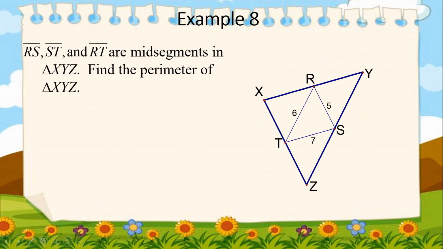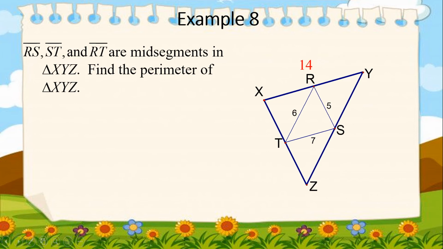Next, RS, ST, and RT are mid-segments in triangle XYZ. Find the perimeter of triangle XYZ. Okay, so in order for us to find the perimeter of triangle XYZ in the given figure, we must first identify or determine the lengths of each side of triangle XYZ, given the length of the mid-segments.